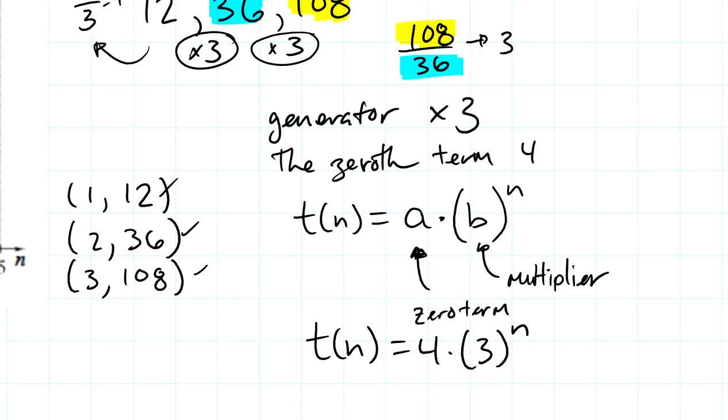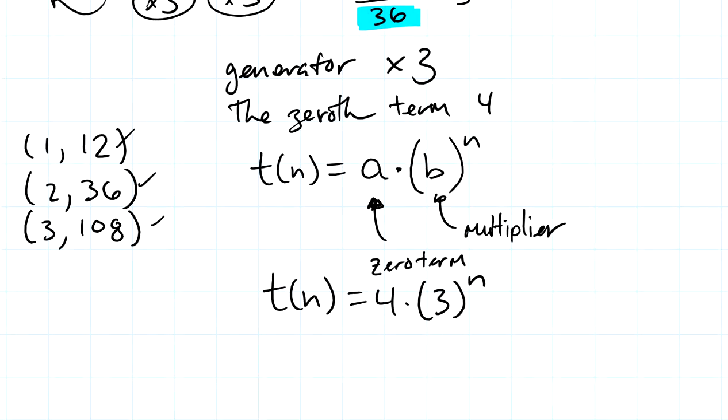And it's kind of instructive to just grab some numbers and plug in. Notice when I plug in the number 1, 3 to the first power is 3. 3 times 4 is 12, which is exactly what it should have been. When I plug in the number 2, 3 to the second is 9, and 9 times 4 is 36. So when I plug in a 2, it gives me exactly 36.